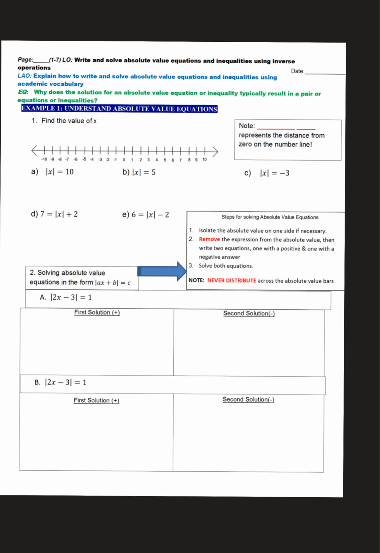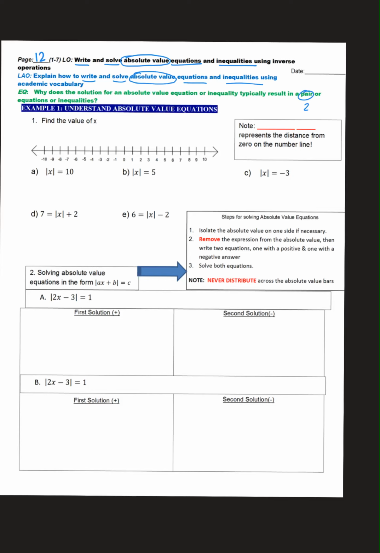Friends, Miss C here. We're going to talk about 1-7 today, which is going to go on page 12 of your notebook. Our learning objective is to write and solve absolute value equations and inequalities using inverse operations. Our language acquisition objective is to explain how to write and solve, again, absolute value equations and inequalities using academic vocabulary. And our essential question is, why does the solution for an absolute value equation or inequality typically result in a pair, meaning two equations or inequalities?